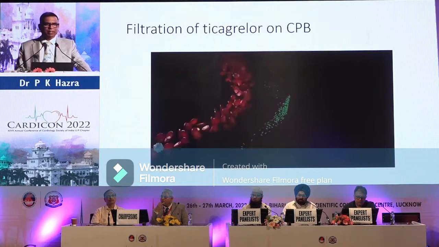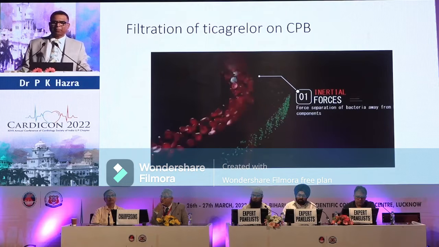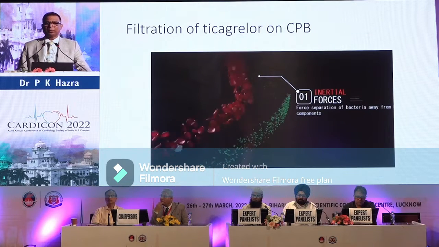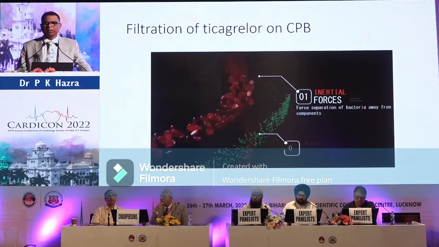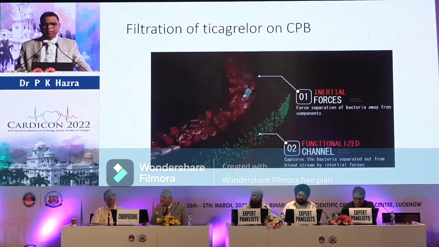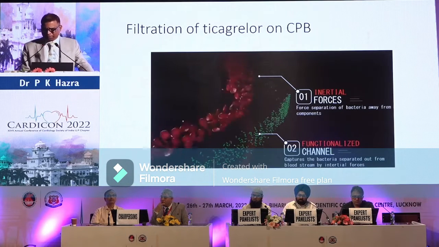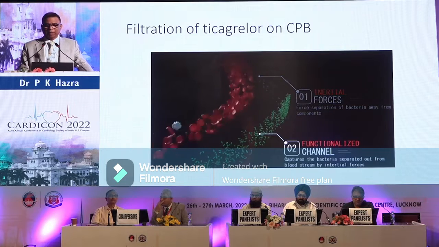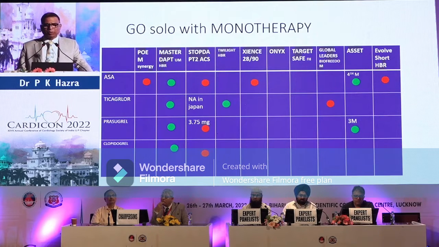This has been tried in 40 patients in Germany. The need for platelet transfusions and the need for reopening the chest came down by almost 95%. The need for blood transfusion has come down by 95%, and if you feel safe, you can now go solo with monotherapy. You can go solo with aspirin, or you go solo with ticagrelor.